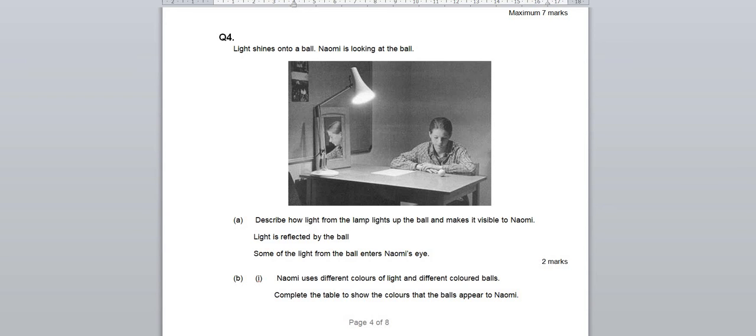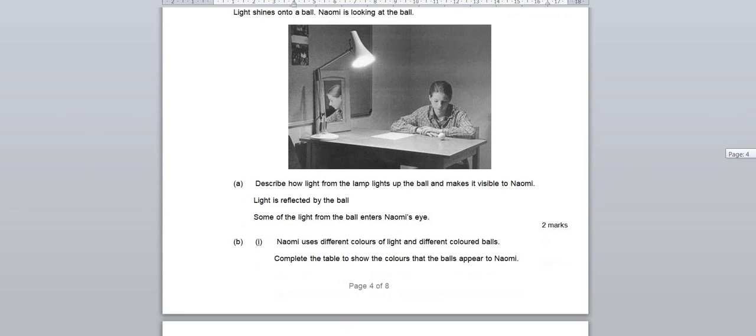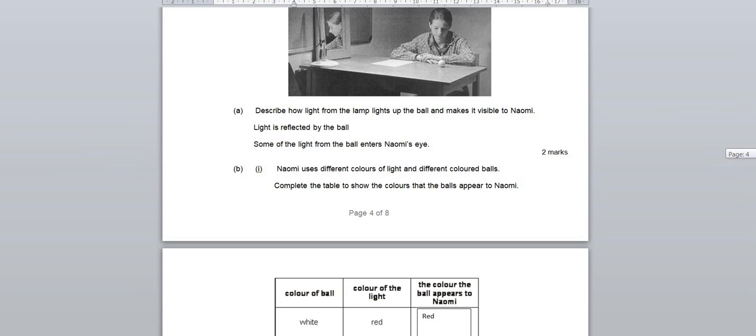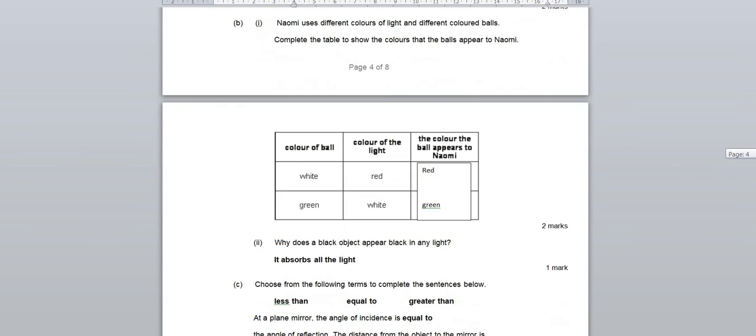Naomi uses different colours of light and different coloured balls. Complete the table to show the colours that the balls appear to Naomi. So the ball is white, the colour of the light is red. Well, all that it can do is reflect the red light because there's only red light being shined at it. Green is the colour of the ball, but white light is shone at it. Well, white light is a combination of all colours, but the ball is green, so it will only reflect green.